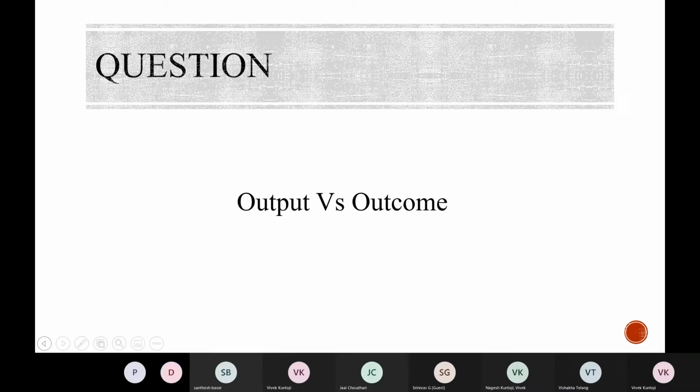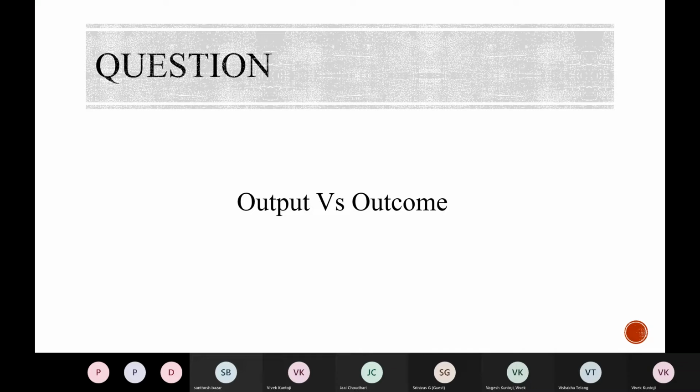Output is like the expected result. Okay. Outcome is what we are expecting to get from that person or anything. Okay, both of you are right. I'll give more clarity on what Santosh is saying. Output is expected, as he said, and outcome is the actual result.